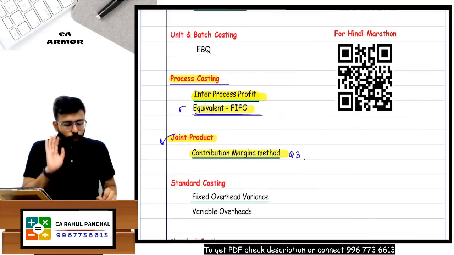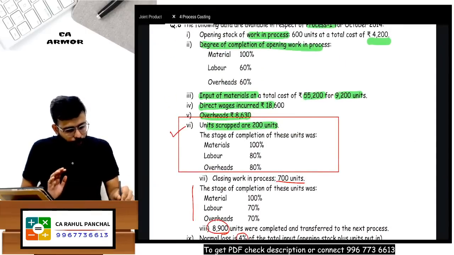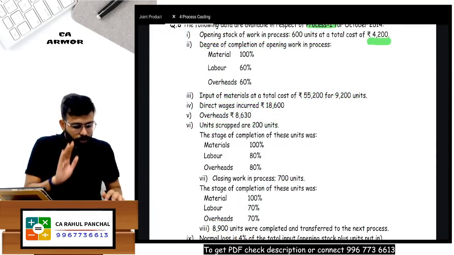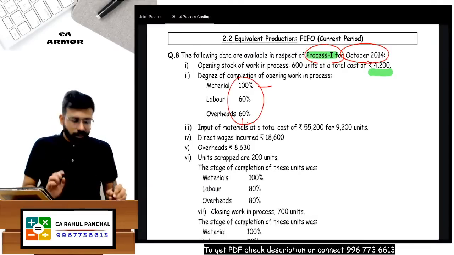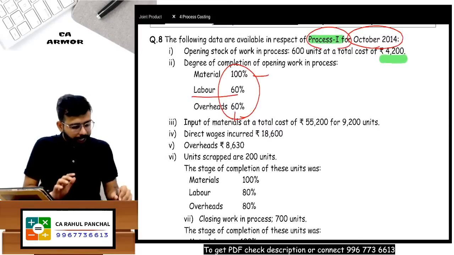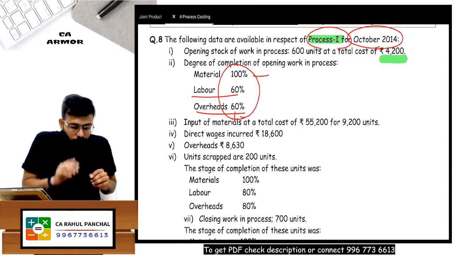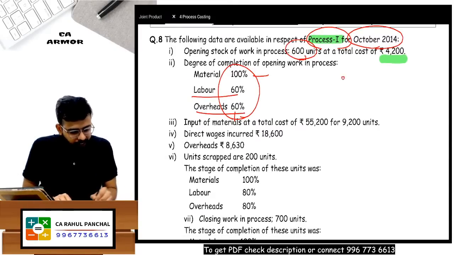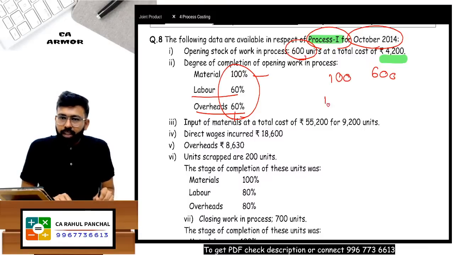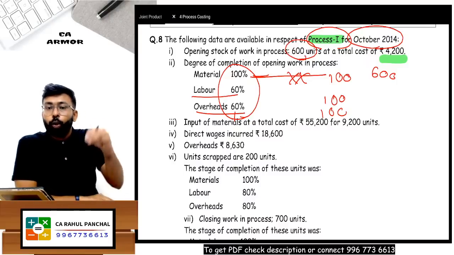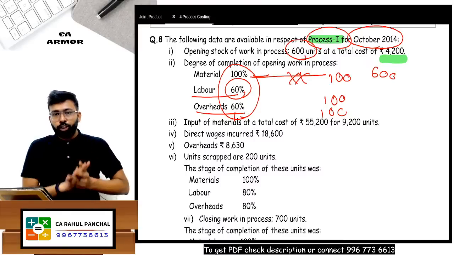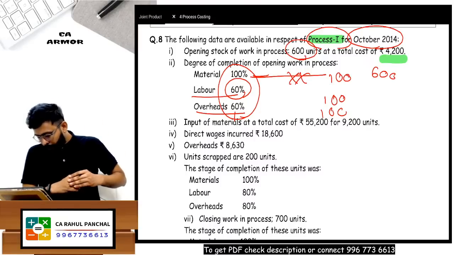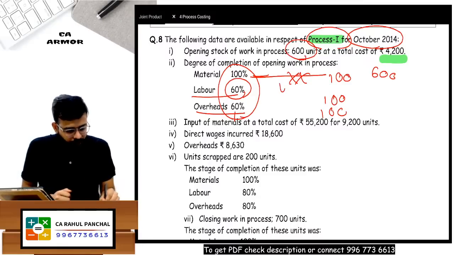So if I talk about opening WIP, try to understand. Sir, these goods were there at the beginning, in the month of October. So material was already done. Sir, labor was 60% completed and overhead was 60% completed. During this year, I completed these 600 units. Everything came to 100%. So nothing is done on the material. It was already 100% complete. During this year, it was already 60% complete, and I have completed the balance portion. So I will say 40%.